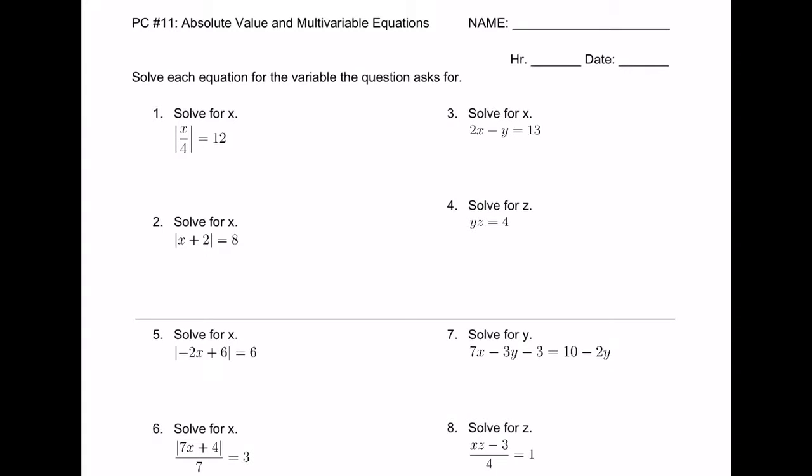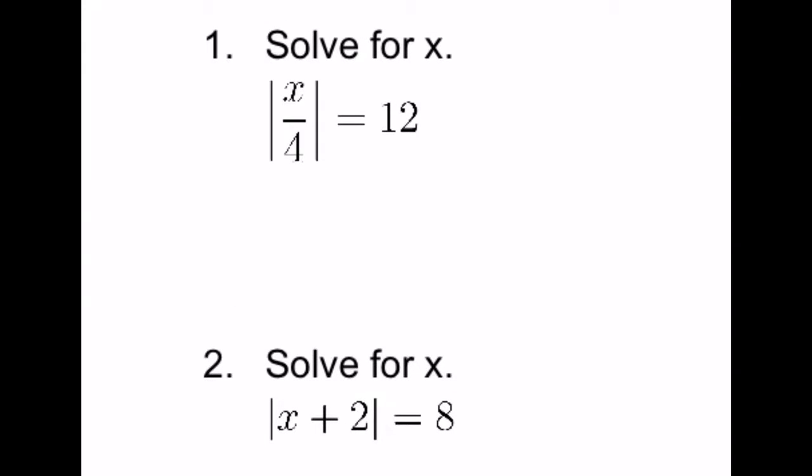Let's go over the proficiency check for number 11, absolute value in multivariable equations, to get you ready for a retake. Number 1, solve for x.